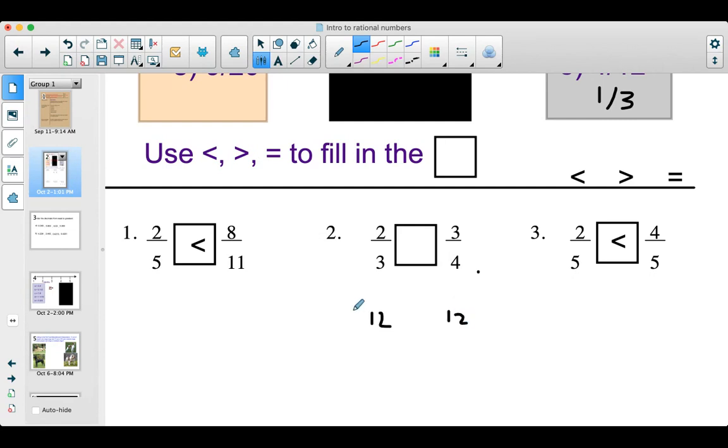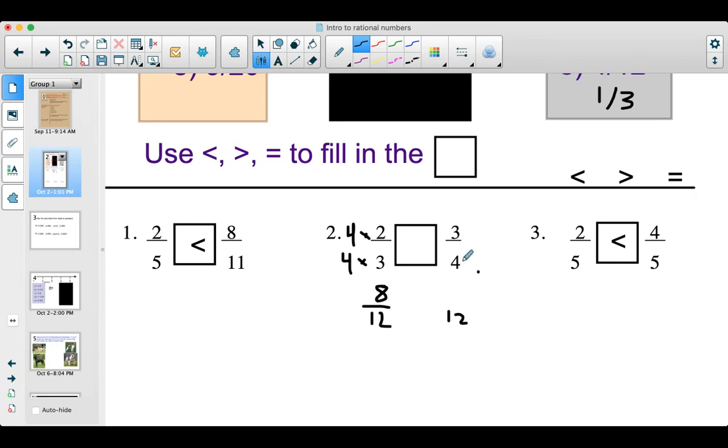Okay. So to get 12 on the bottom, what do I have to multiply 3 by? Let's multiply 3 by 4, because 3 times 4 is what gives me 12. Well, if I multiply the bottom by 4, I have to multiply the top by 4. It always has to be the same on top and bottom. So 2 times 4 is 8.